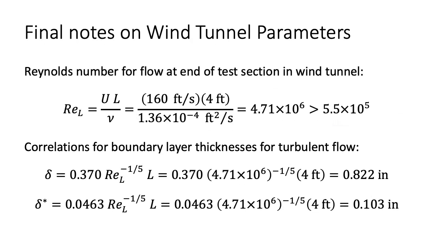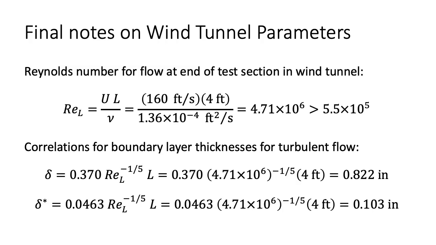As a final note, I have included a slide to show how the boundary layer thicknesses were estimated for these calculations. In particular, I first calculate the Reynolds number at the end of the test section to be 4.7 million. For this Reynolds number, it is reasonable to assume that the flow is turbulent.